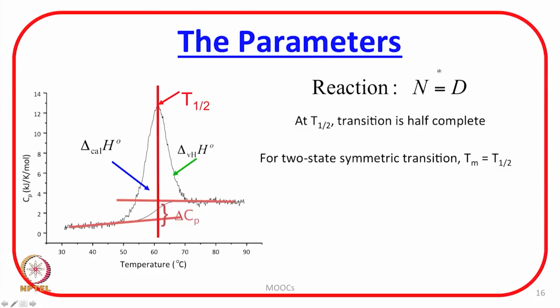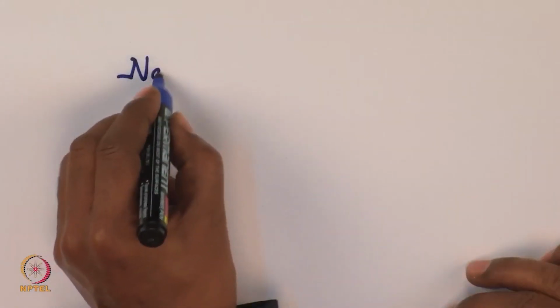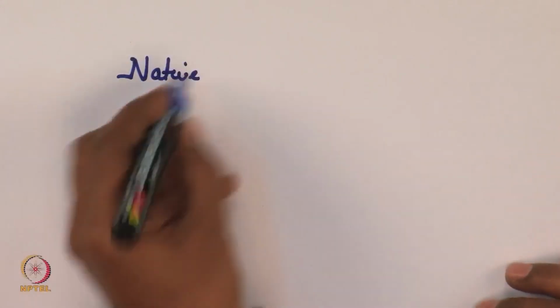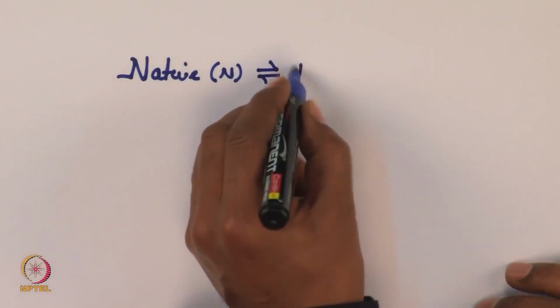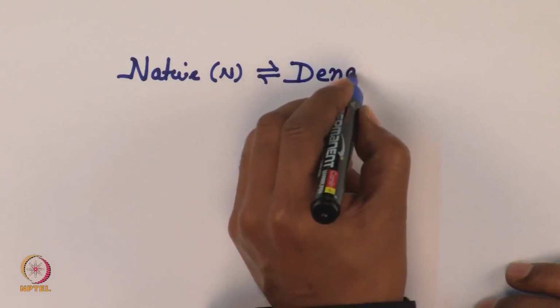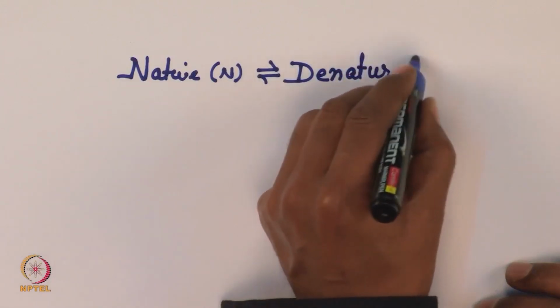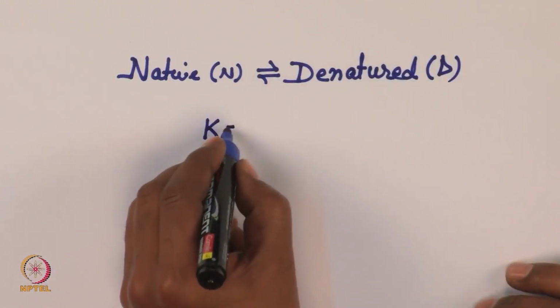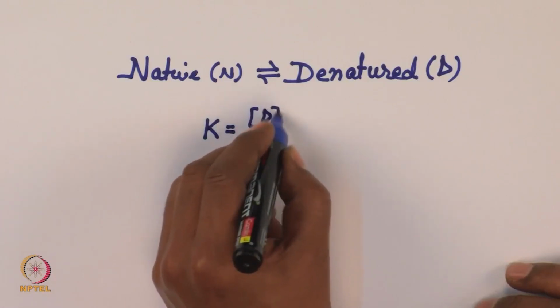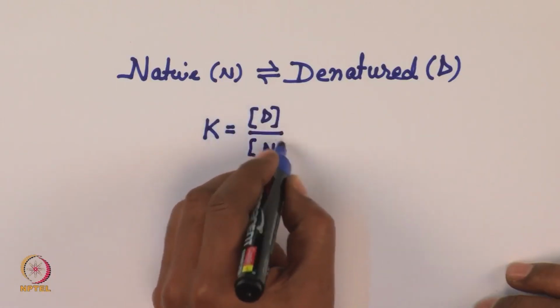Now, let us write down an equilibrium constant for this process, N going to D. So, we are talking about this equilibrium, native, if I write as N, in equilibrium with denatured protein, I will write this as D. Then K I will write as the concentration of D divided by the concentration of N.